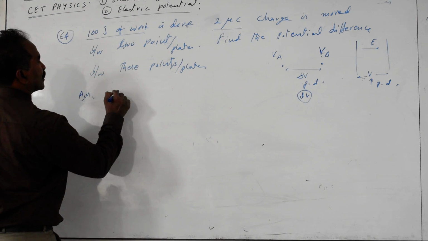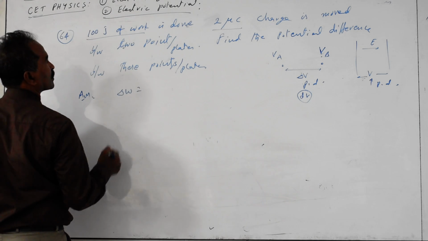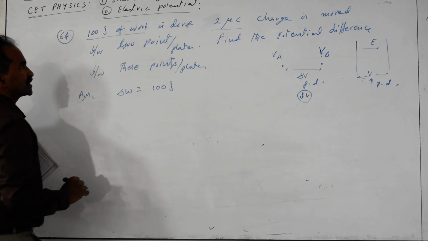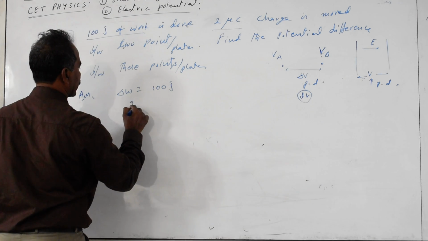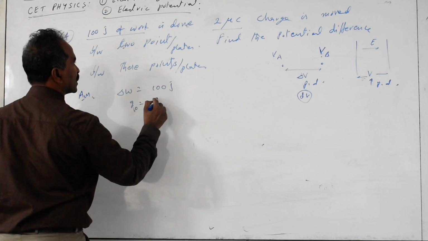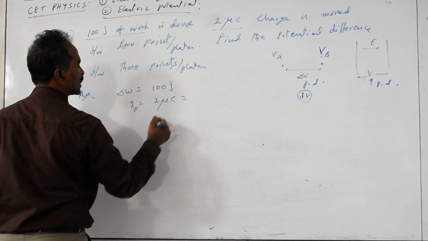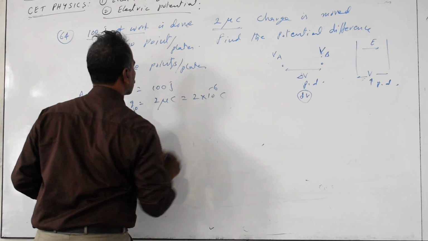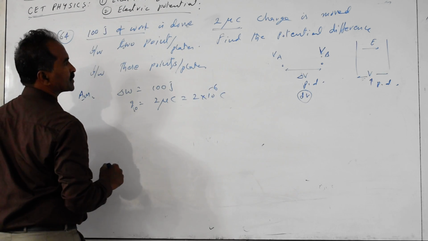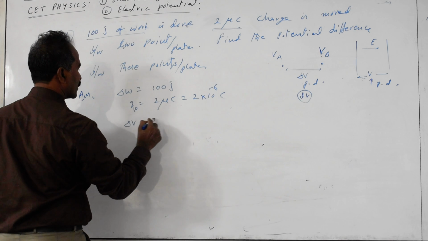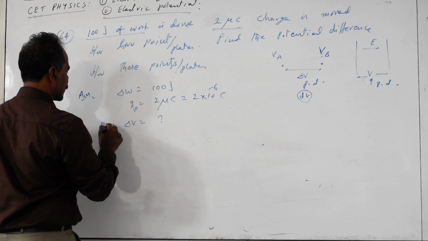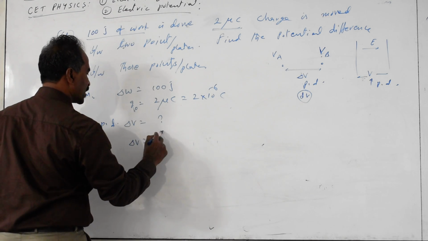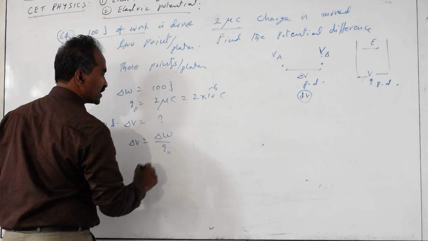Answer, delta W is 100 joules, or you can take simply W, that is left to your choice. Q naught is the charge moved, 2 microcoulombs. With the conversion, that is 2 into 10 to the power of minus 6 coulombs. So convert the units. What is the potential difference? This is a PD. The relation we have is delta V equals delta W by Q naught, from the basic definition.